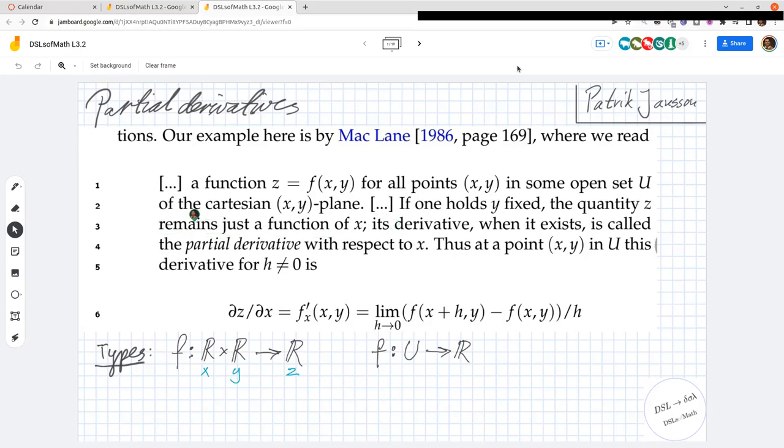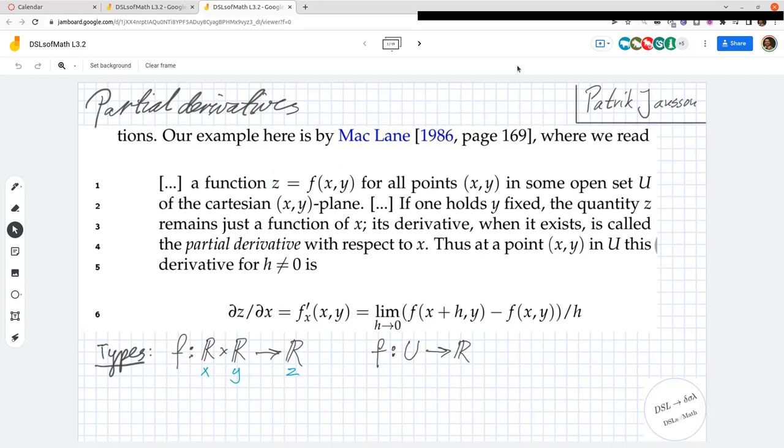So the quantity Z can, in some sense, if Y is fixed, be seen as a function of X. So there is some other Z here, which is actually a one-argument function, so it's not really given a name. I mean, Z is really the function or the expression with two arguments, but they're trying to give a hint about the definition.